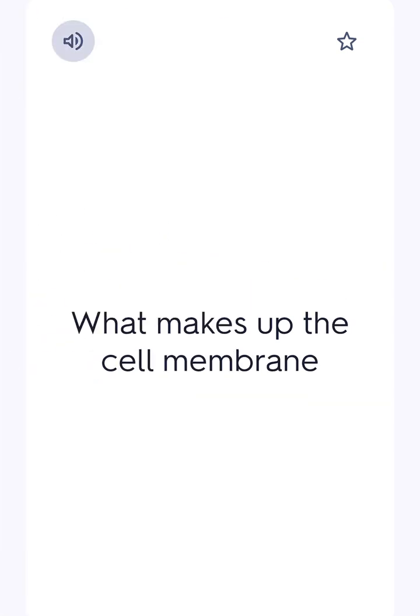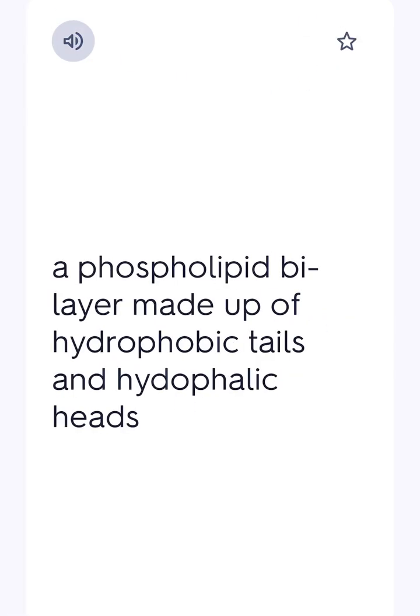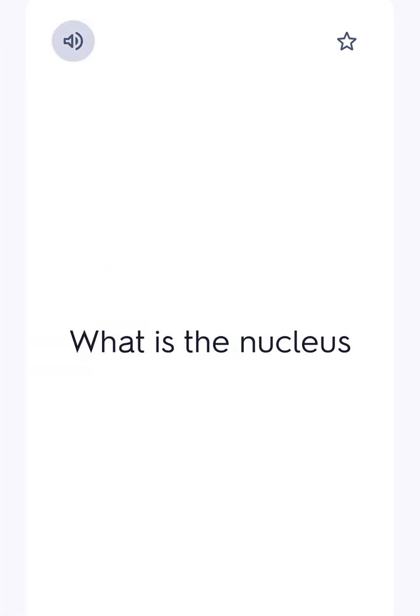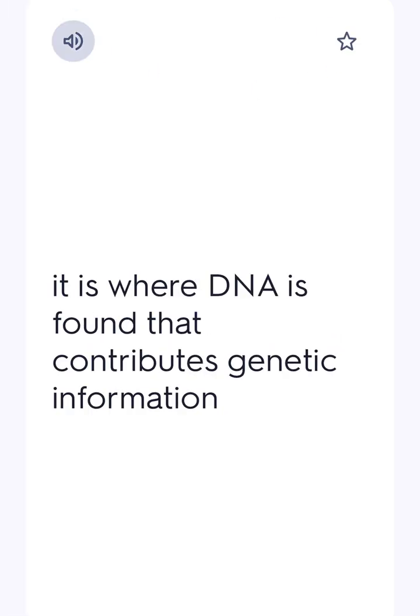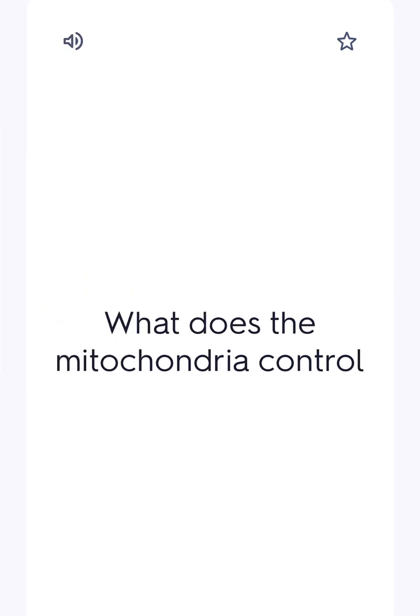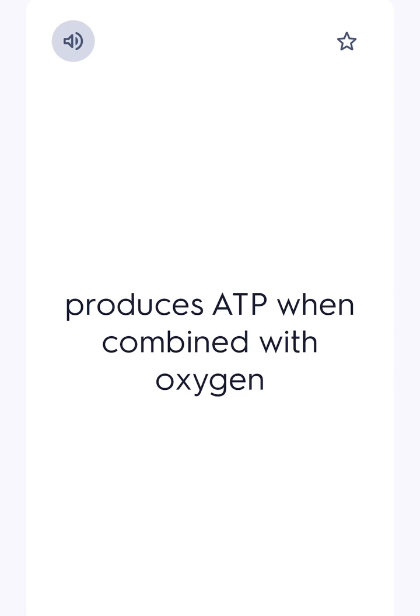What makes up the cell membrane? A phospholipid bilayer made up of hydrophobic tails and hydrophilic heads. What is the nucleus? It is where DNA is found that contributes genetic information. What does the mitochondria control? Produces ATP when combined with oxygen.